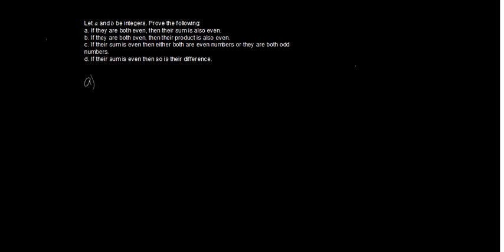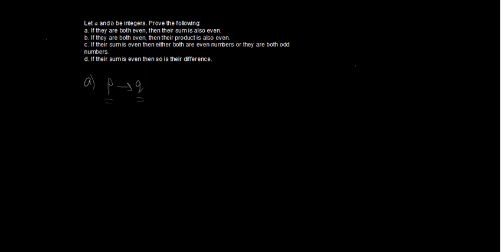Now this is a direct proof, right? So it's P to Q, with P being A and B are both even, and Q being their sum is even. So we want to prove Q using P. We know that any even number can be expressed as 2n, n being any integer, right? So for instance 2 times 1, that's even, 2 times 2, that's also even, and so on and so forth.